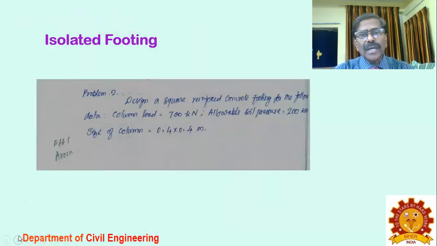So, design a square reinforced concrete footing. Given the following data: the column load is 700 kilonewton, the allowable soil pressure is 200 kilonewton per meter square, and say the size of the column is 0.4 by 0.4 meter.